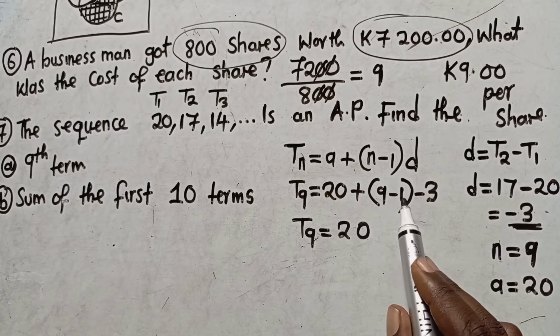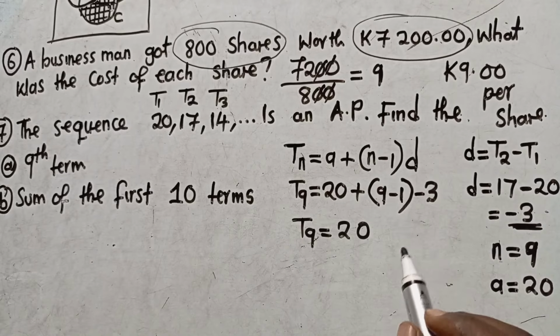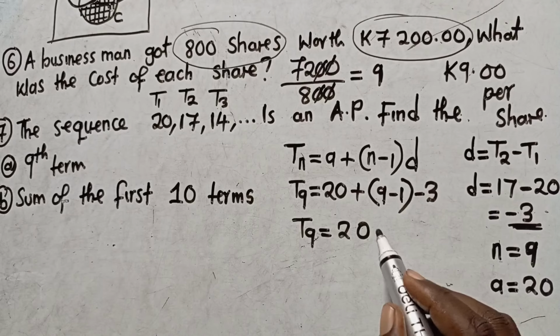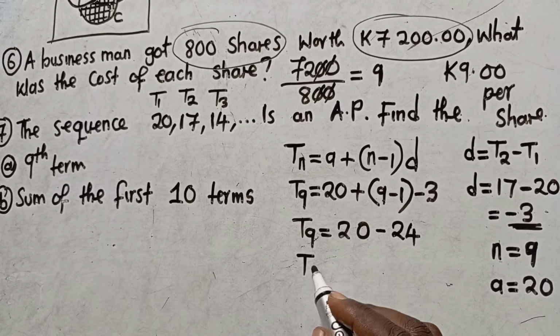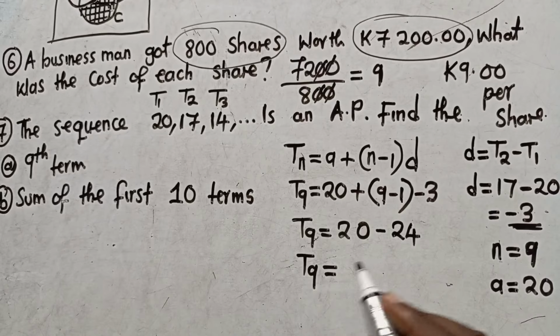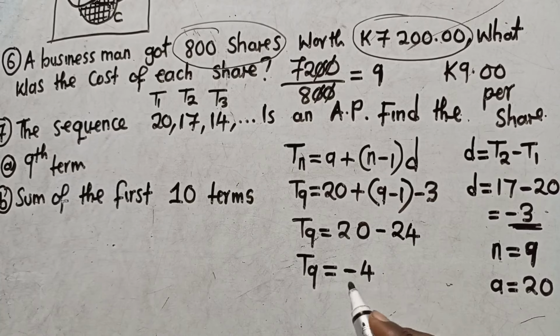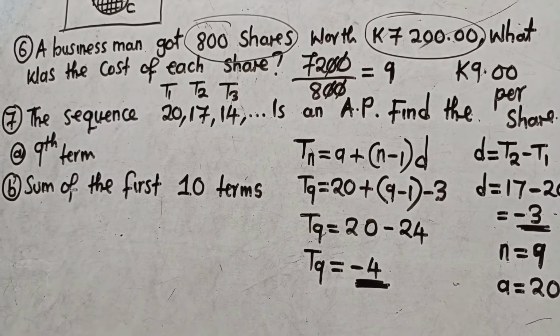What is 9 minus 1? 9 minus 1 is 8. 8 times negative 3 is negative 24. So that's the same as the ninth term is equal to negative 4. This is the answer. So the ninth term is negative 4. This is what you are supposed to do. The same way I'm answering these things, that's how you are supposed to answer, even in your exams.